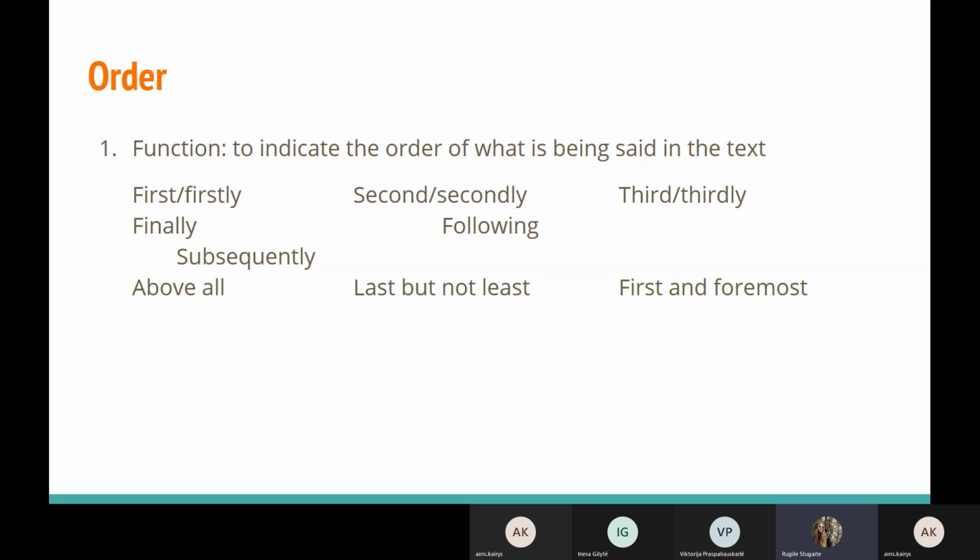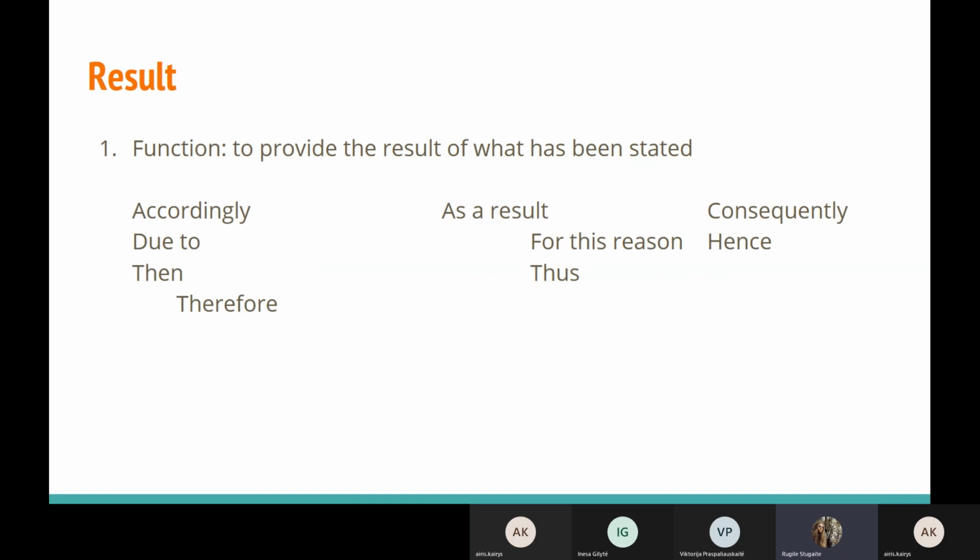And then there are for the last paragraph or something, finally, also phrases such as above all, last but not least, first and foremost. And now we can move on to another slide.